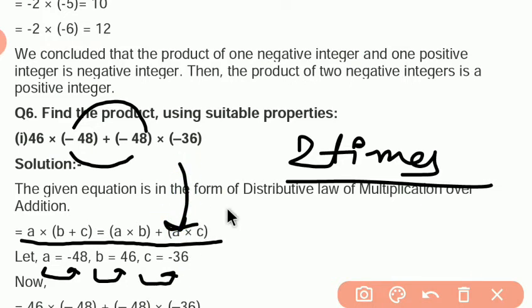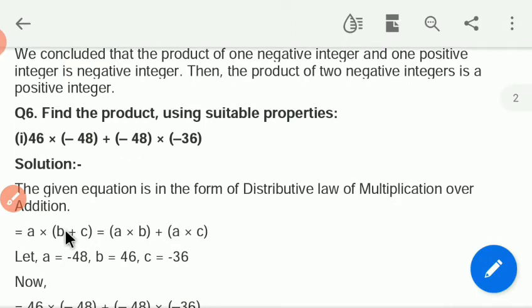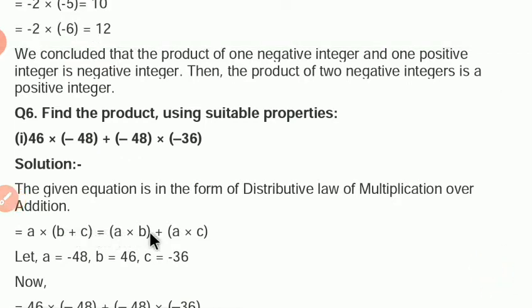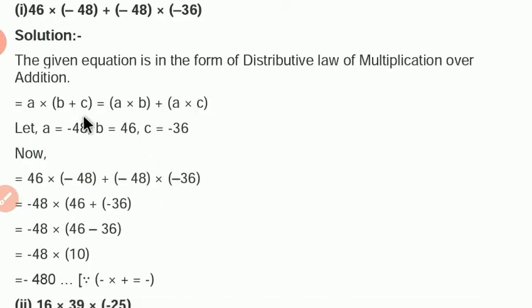Now we know that by distributive law of multiplication over addition, a into b plus a into c is equal to a into b plus c. As it is given in the form of a into b plus a into c, we have to change it into a into bracket b plus c. Like this we have to use the suitable properties. If it is given in long form, we have to change it into the compact form on the LHS. So now 46 into minus 48 plus minus 48 into minus 36.